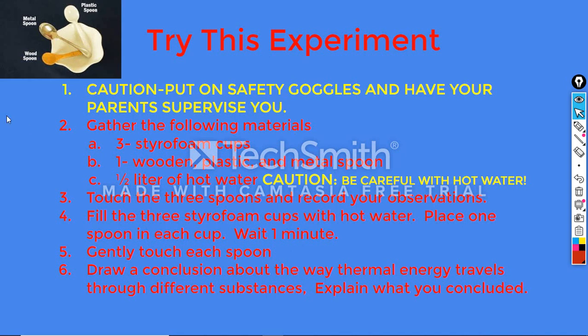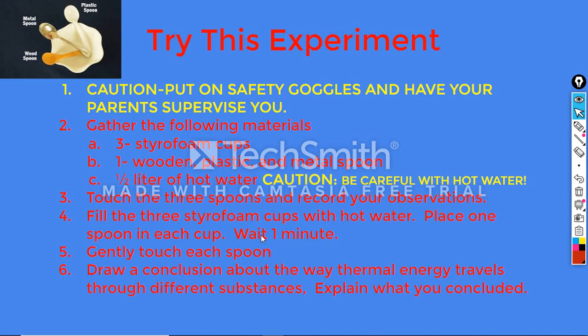Then you'll place one of these spoons or metals or popsicle stick instead of the wooden spoon. You're gonna put 1 spoon in 1 cup, the other spoon in the other cup, and the other spoon in the other cup. So you're gonna have 3 cups, 1 with the wooden spoon or popsicle stick, 1 with the plastic spoon, and 1 with the metal spoon. You're gonna wait for approximately a minute, or maybe a minute and a half. Wait and see which one of those objects conducts the heat more efficiently.